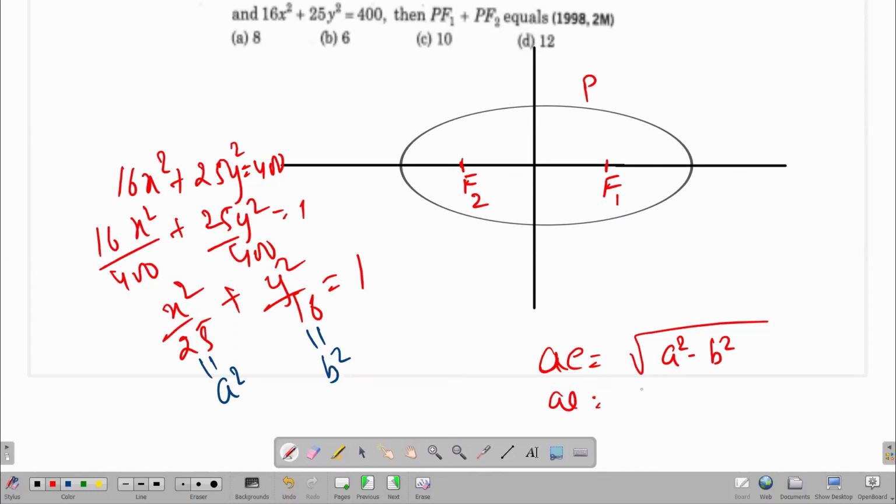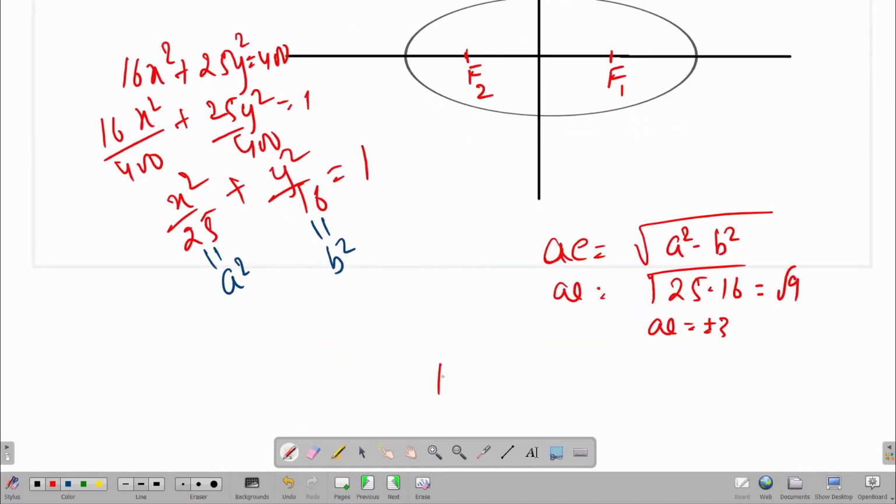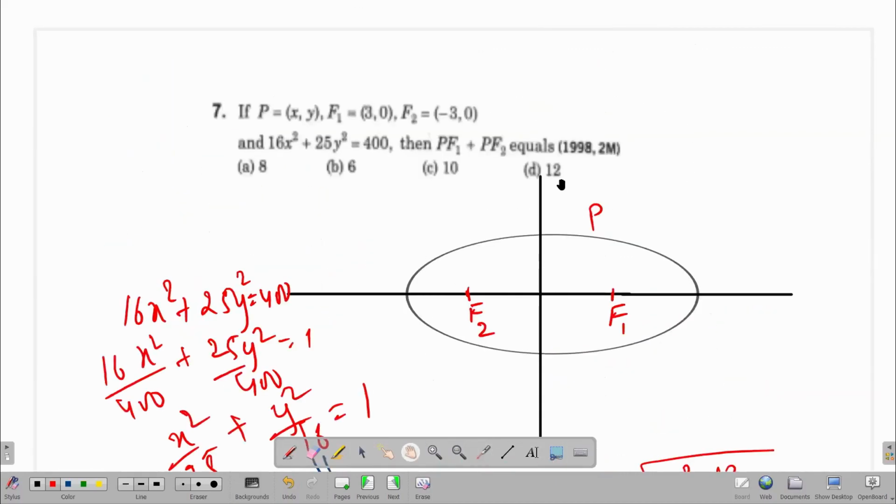And for the foci, AE is equal to root of a square minus b square. So AE is equal to root of 25 minus 16, that is root 9, and AE comes out to be plus minus 3. Yes, these F1 and F2 are the two foci which are given in the question. So since these are two foci, this is the second definition of ellipse, that PF plus PF dash is always constant, and that constant is the length of the major axis, and A in this question is 5. So my answer is here 10, that is the C option.